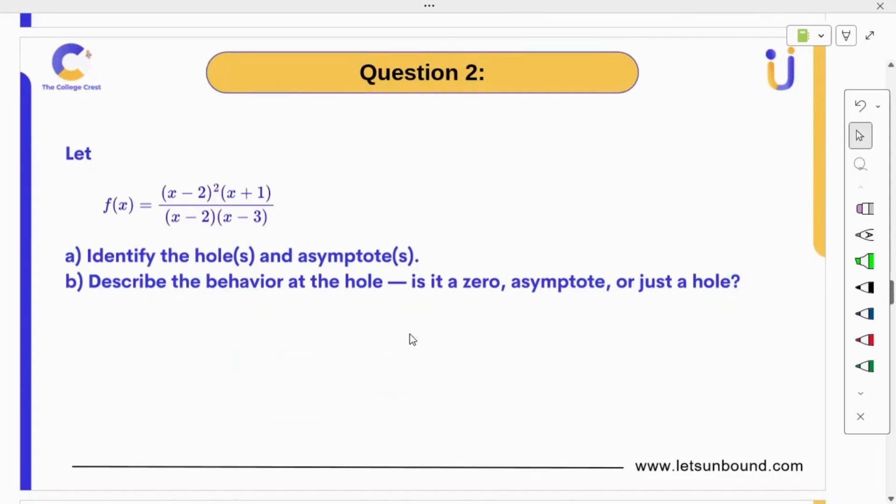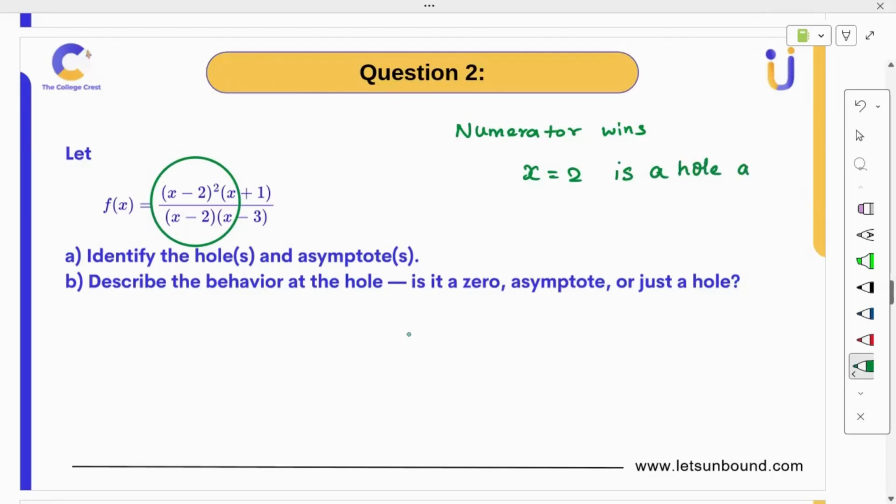Identify the hole and vertical asymptote. Describe the behavior at the hole. Is it a zero asymptote or just a hole? Okay, so what is the common thing? In this one, the numerator wins. Of course, it's a hole, right? Numerator wins here. So if the numerator wins, it's on the x-axis because the numerator can become 0. So numerator wins when x is equal to 2, it is a hole and lies on the x-axis, a zero hole. Hole plus 0. Right? And you can find that (2, 0). Of course, this will make the function 0.